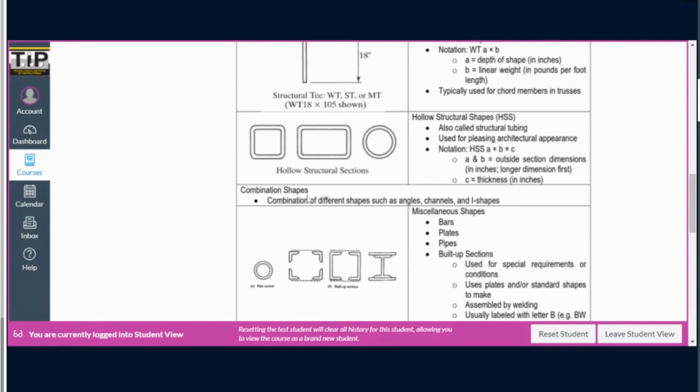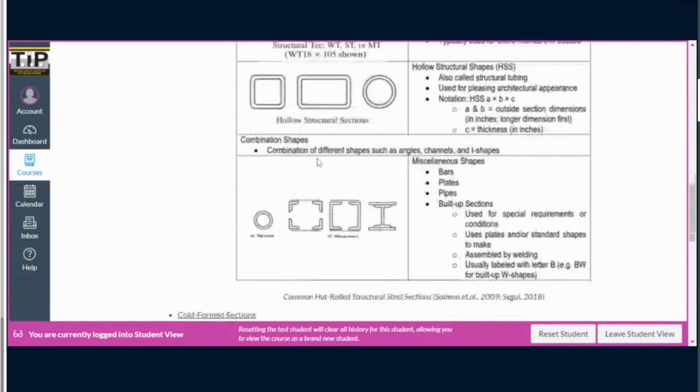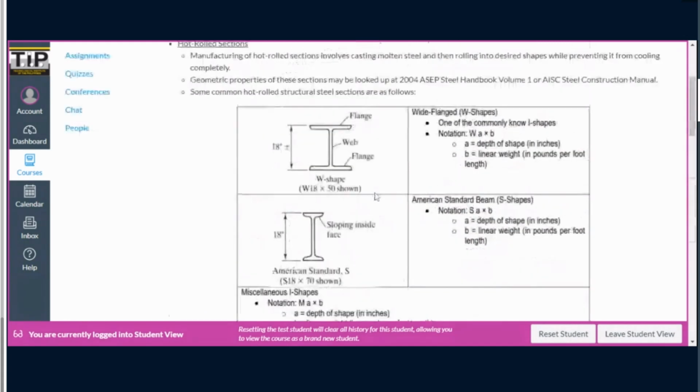So, and then we have some miscellaneous shapes. We have the bars, so solid bars, no, plates. So especially for connections. So we denote them by their width and by their thickness. Pipes. So, and we have the so-called built-up sections. So built-up sections, you just use plates to form some of these sections.